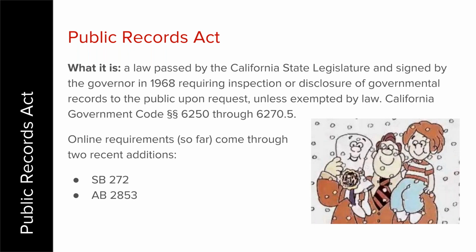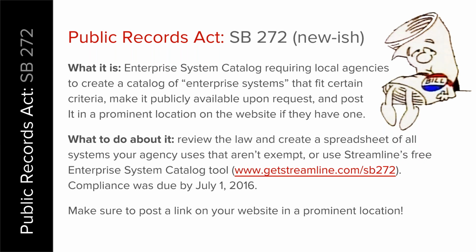So the next thing to come back to California is the Public Records Act. I can't imagine there's anyone on this call who doesn't know more about the Public Records Act than I do in general. So I won't talk about the act itself, but I do want to talk about a couple of online requirements. And these are fairly new. So SB 272, this was actually passed into law in January. Compliance was required by July 1st.